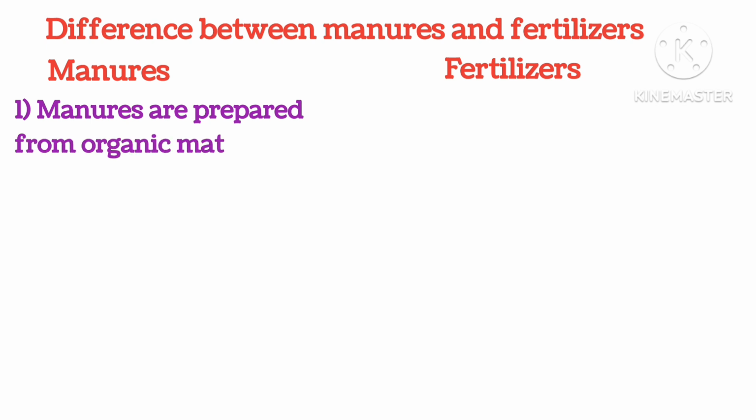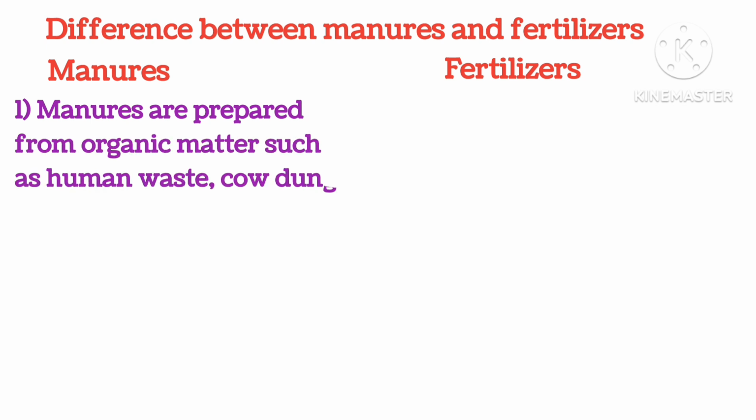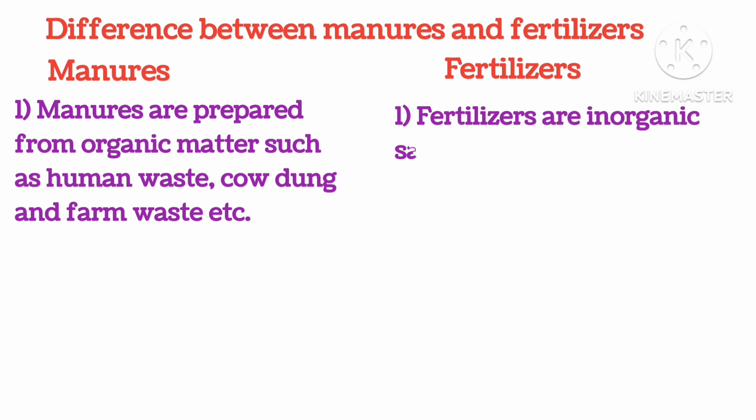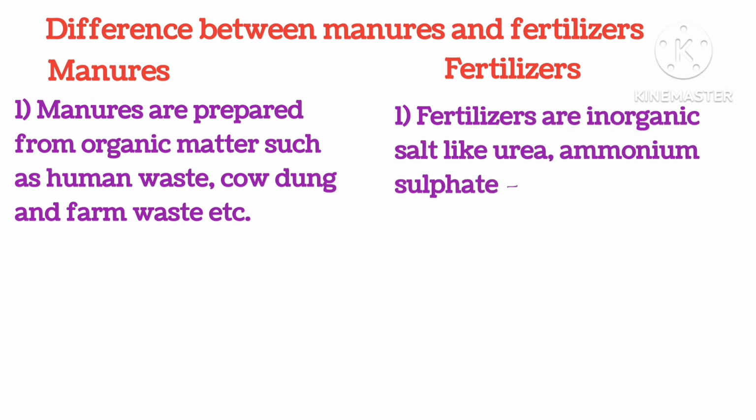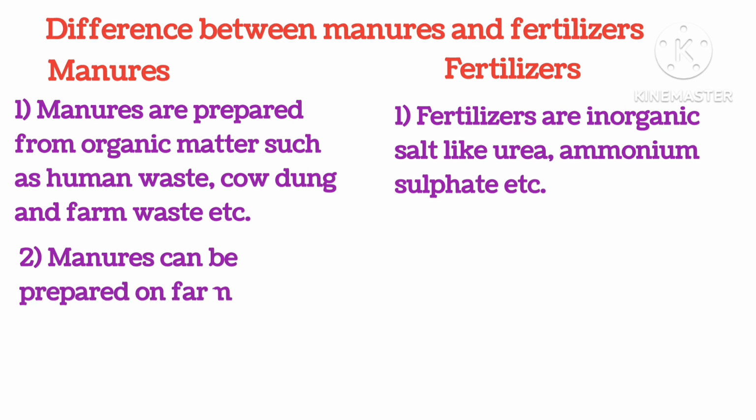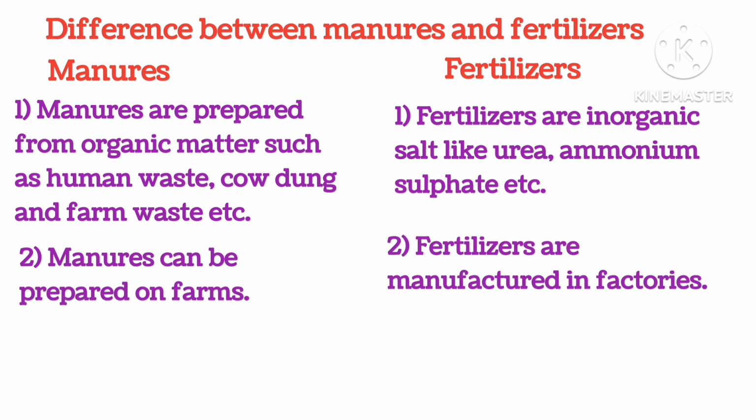Manures are prepared from organic matter such as human waste, cow dung and farm waste etc. While fertilizers are inorganic salts like urea, ammonium sulfate etc. Manures can be prepared on farms. Fertilizers are manufactured in factories.